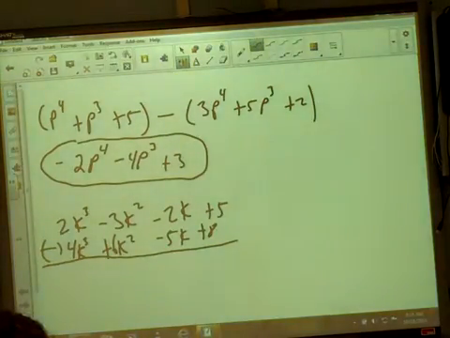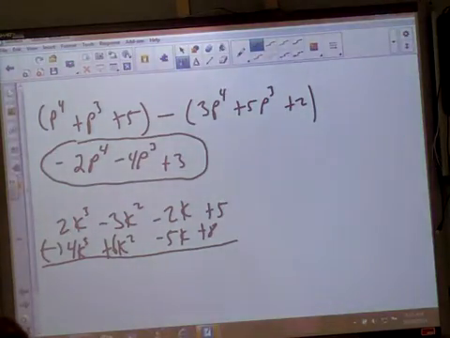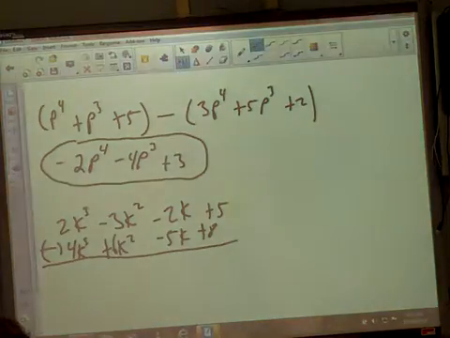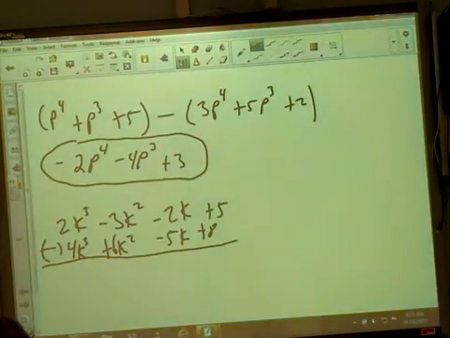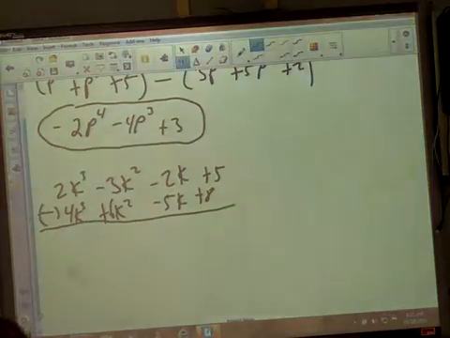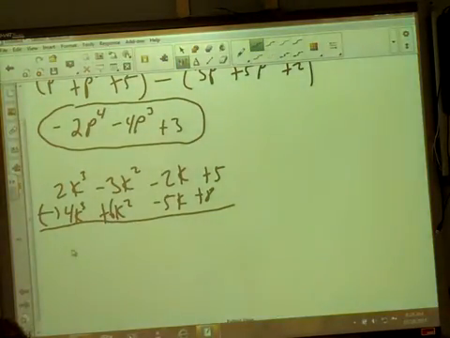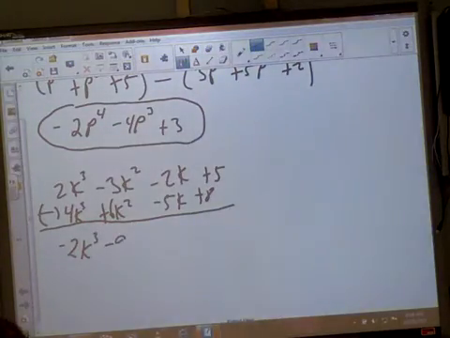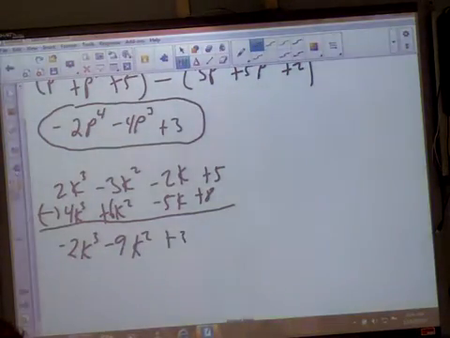Good job. Everybody all right now? I totally excluded the minus sign. I didn't even think about the minus sign. I added everything. Yeah. All right, on the bottom one down here, Angie, what'd you get? Negative 2k cubed minus 9k squared plus 3 minus 3.